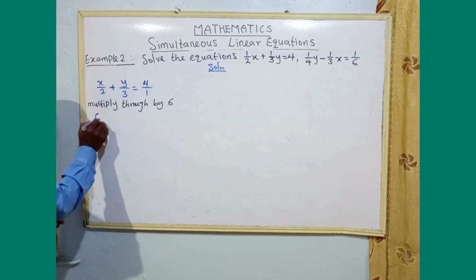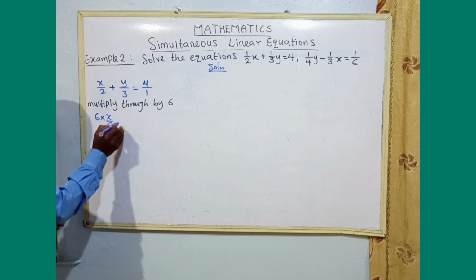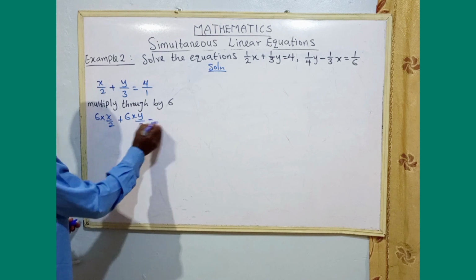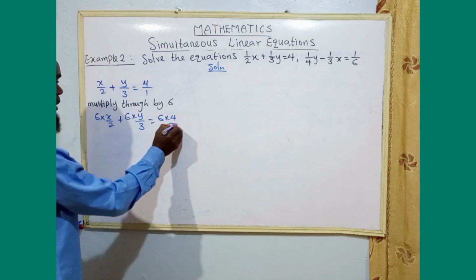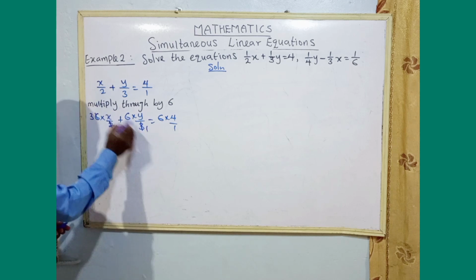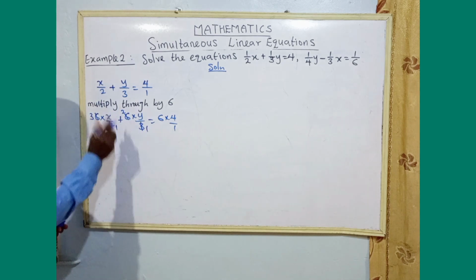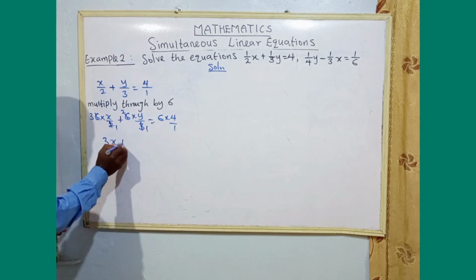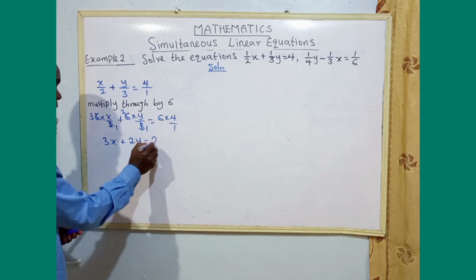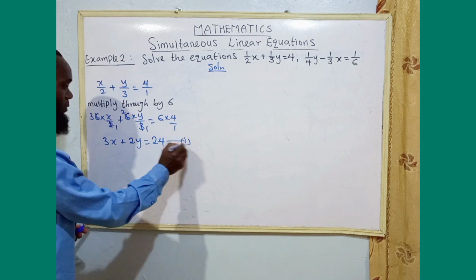I have 6 multiplied by x over 2 plus 6 multiplied by y over 3 equals 6 multiplied by 4 over 1. 2 goes into 6 three times, 3 goes into 6 two times. So 3 times x, 3x, plus 2 times y, 2y, is equal to 6 times 4, we have 24. This is our equation 1.